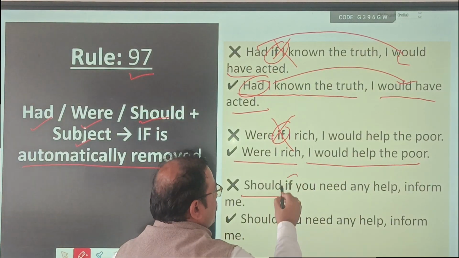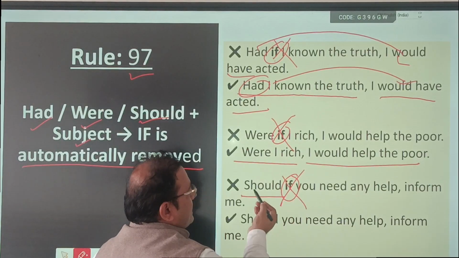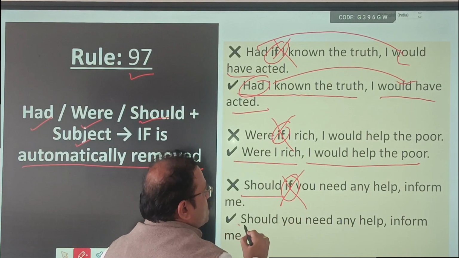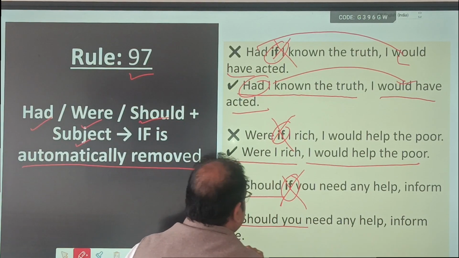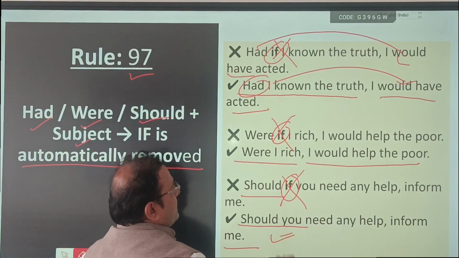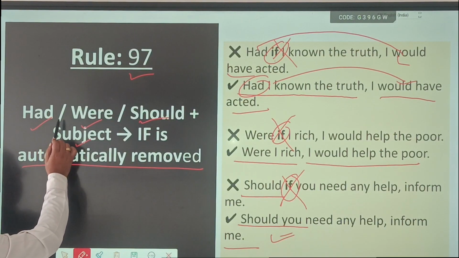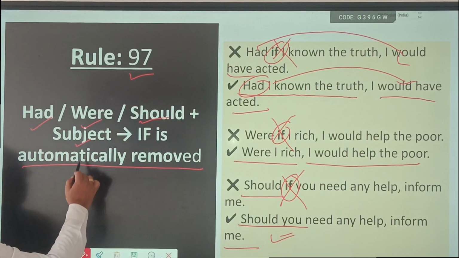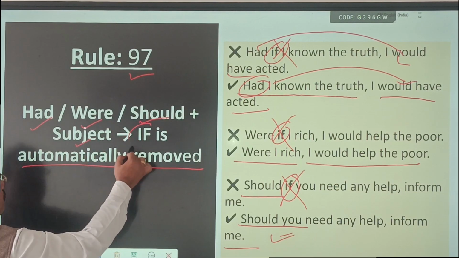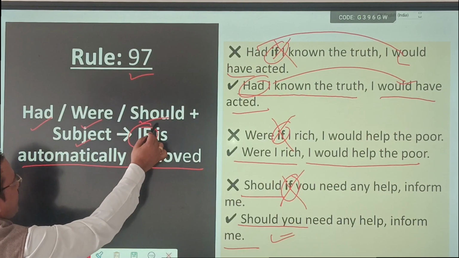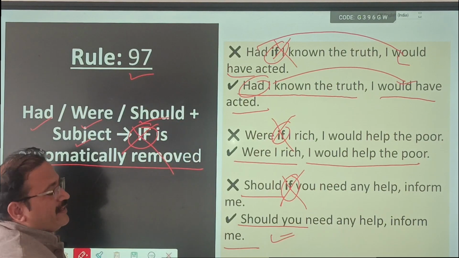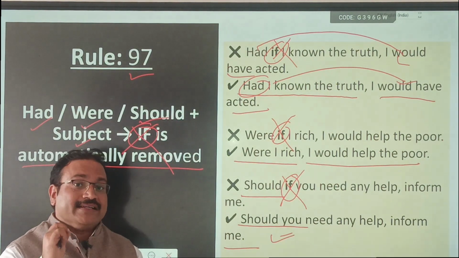Should, if: again, should beginning the sentence makes it conditional, so if is not required. Should you need any help, inform me. If is not required. So any sentence beginning with had, where, should plus subject, then if is automatically removed. If is not required in the sentence.